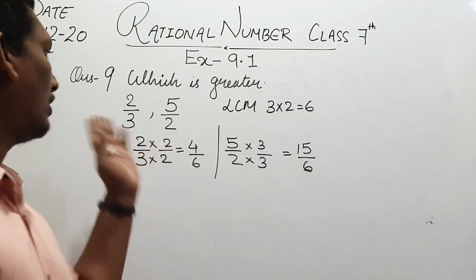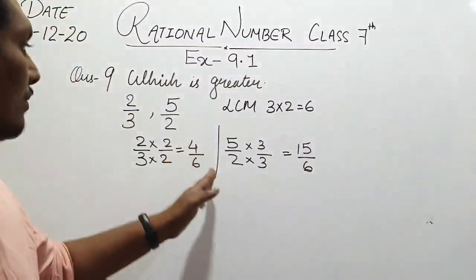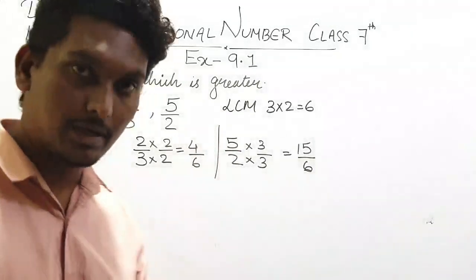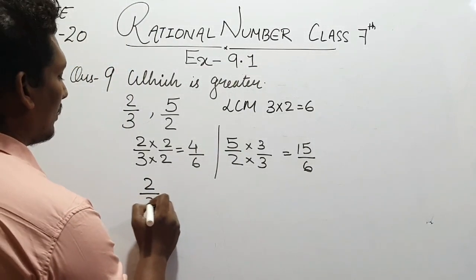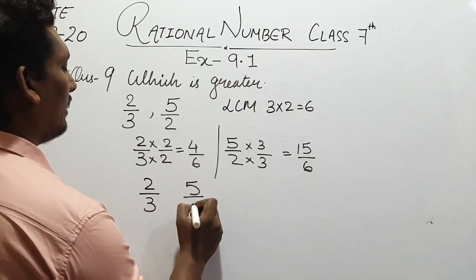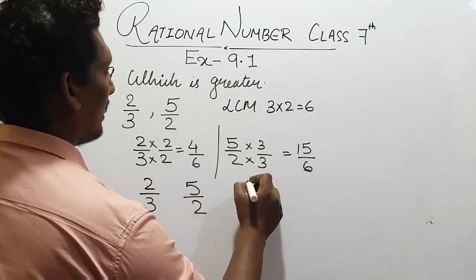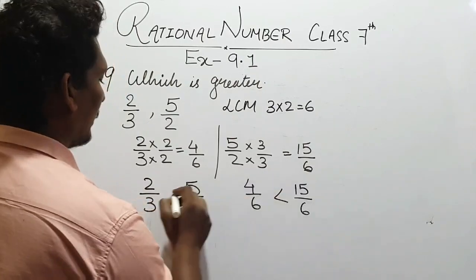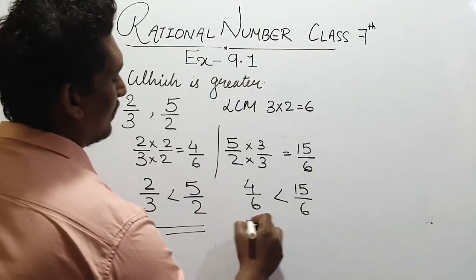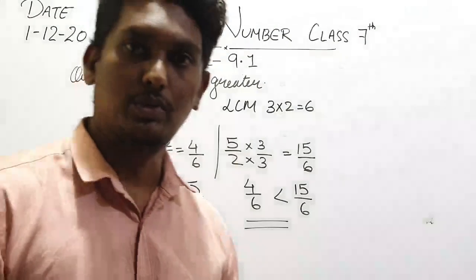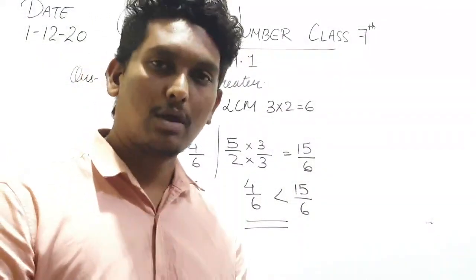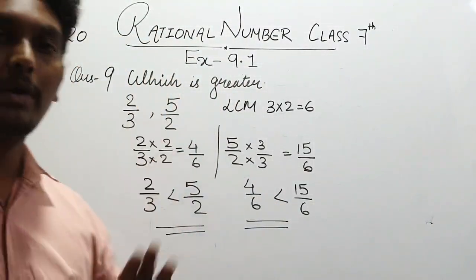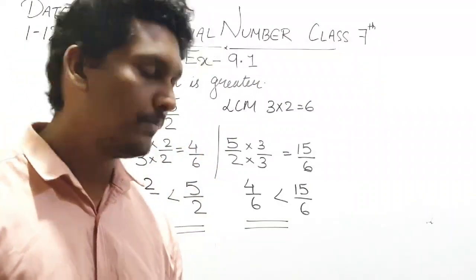Both are positive numbers. In one we get 4 by 6 and in the other 15 by 6. We have to find out which one is greater. So we compare 4 by 6 and 15 by 6. This is greater, so 5 by 2 is greater. So we complete the solution. Just go through it, nothing complicated. What we did in the previous exercise, the same thing you have to do here also. Here a comma is given; in the previous question a box was given.